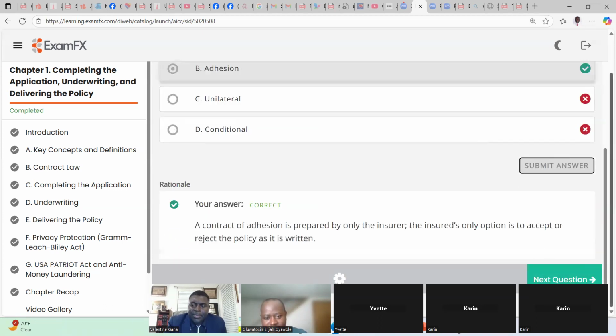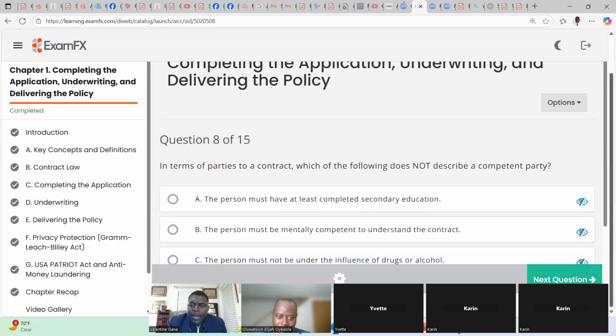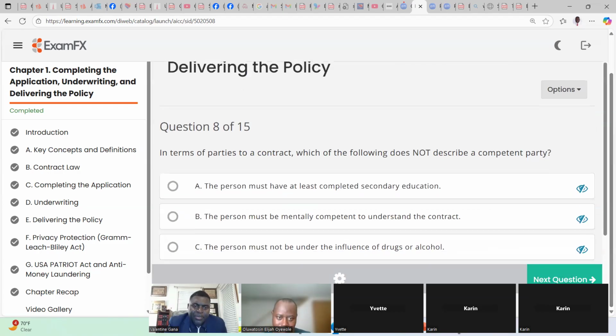Yvette, you want to read that explanation? A contract of adhesion is prepared by only the insurer. The insured's only option is to accept or reject the policy as it is written. Okay. Very true. All right, let's go to number 8 of 15.